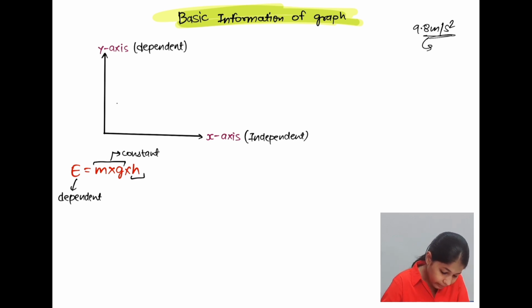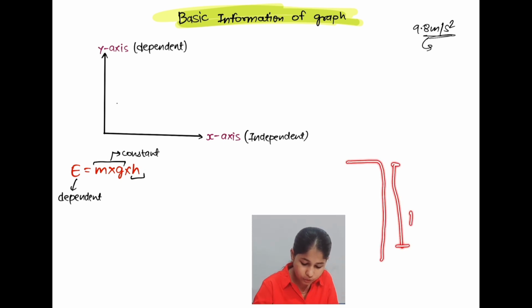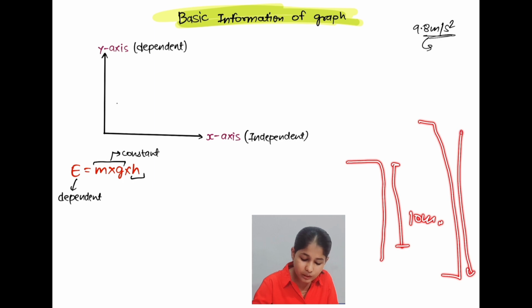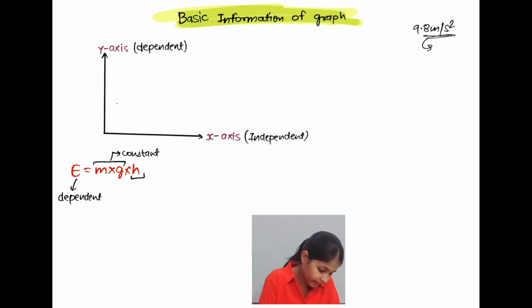Then it is given height. But imagine if you are taking from a height of 10 meter, the value of energy will be different. If you change the value of height to 100 meter, automatically the value of energy will again change. So you can say that here only one physical quantity which is given here is independent. What is that? That is h, means height.